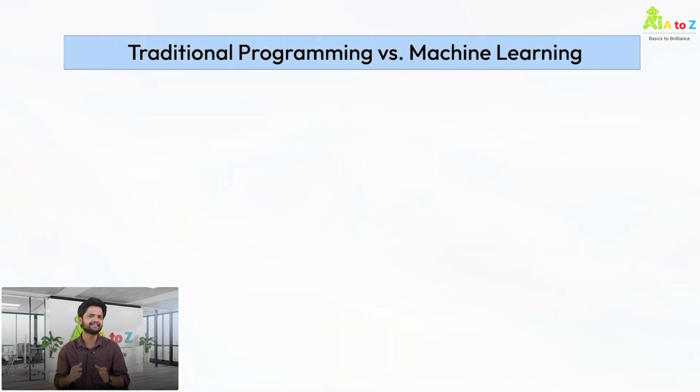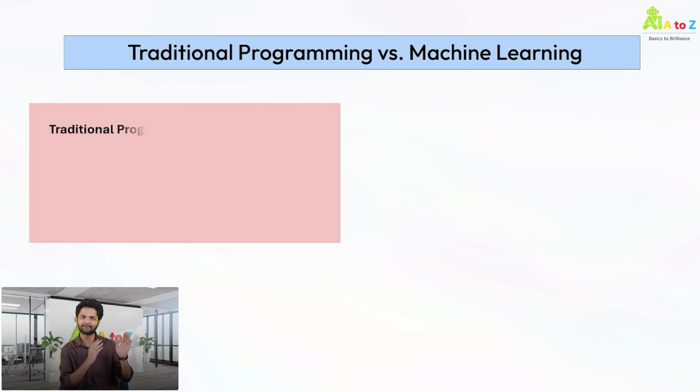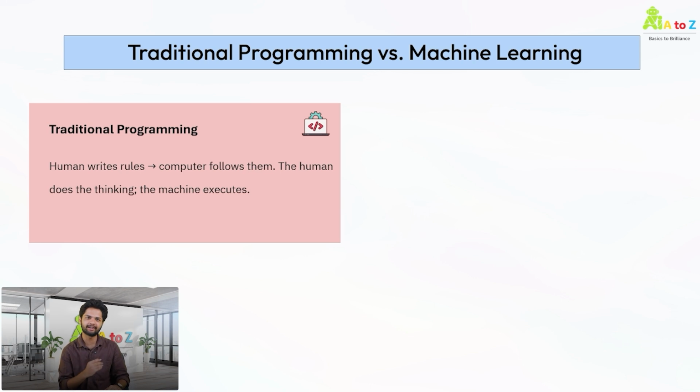Let's understand the differences between traditional learning and machine learning. Since we have already understood how the learning cycle works, this comparison becomes much clearer, because this is not just a technical difference, it's a completely different way of building the systems. Now, let's look at the left side first, traditional programming. Here, the responsibility is entirely on the human.